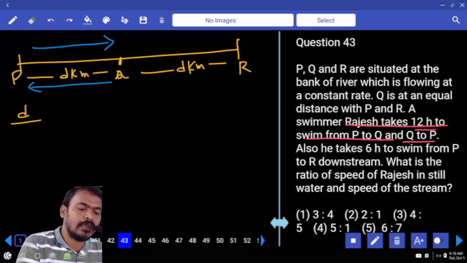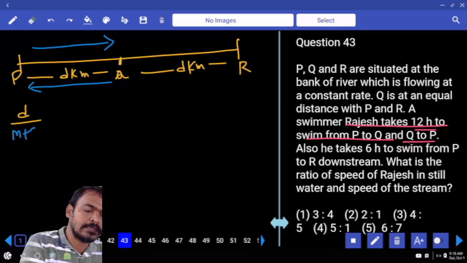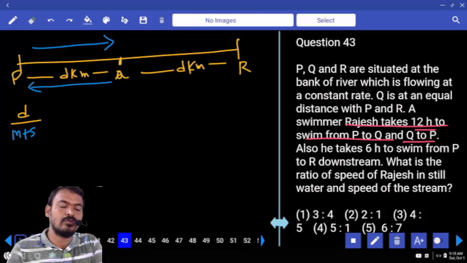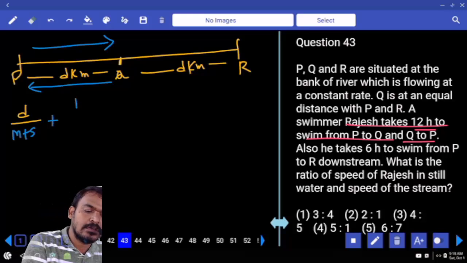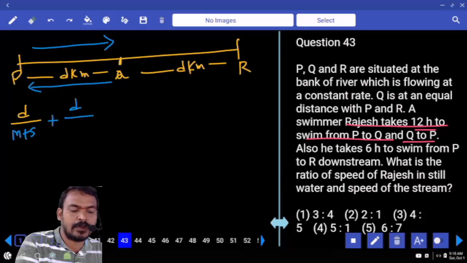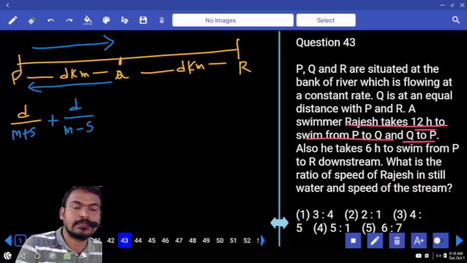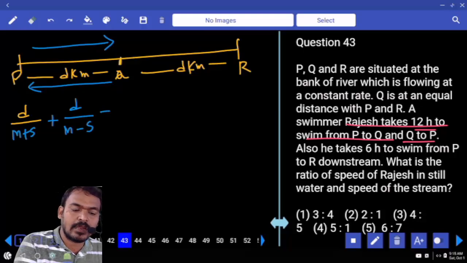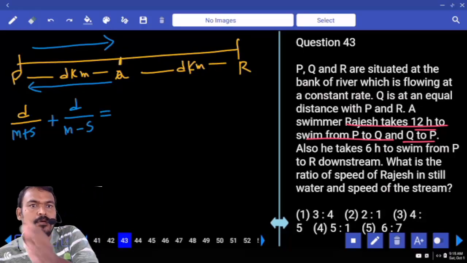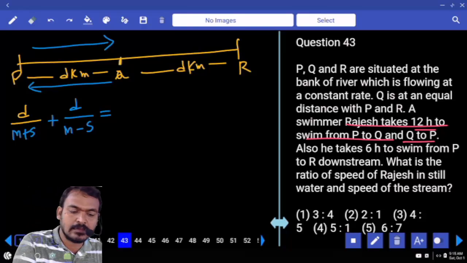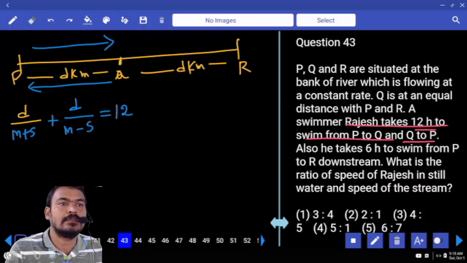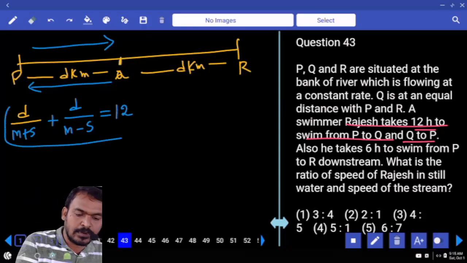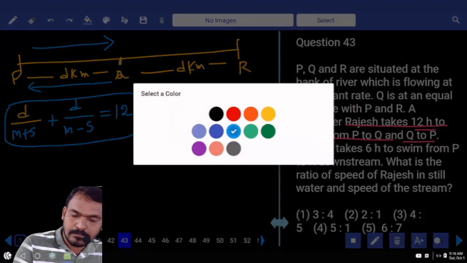Downstream means we write D by M plus S, or not? Again return from Q to P, the same D kilometers is covered, but with a speed of M minus S, or not? These two added give the total time for P to Q and Q to P. How many hours? 12 hours, or not? Yes or no? Next, that is the first point. What is the second one given?